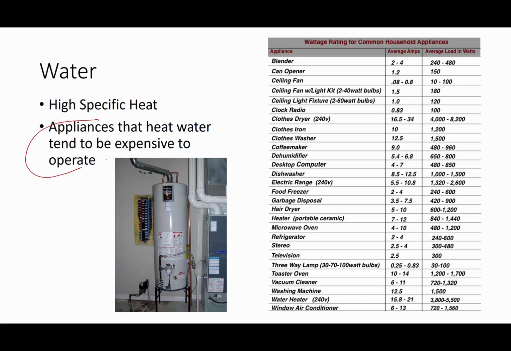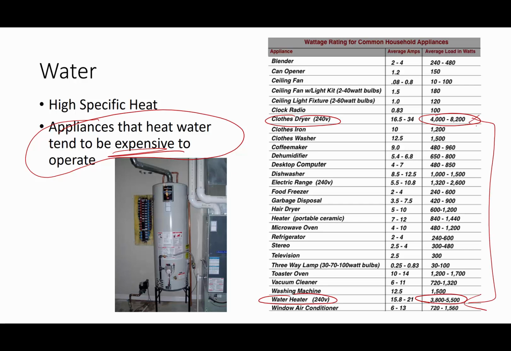Appliances that heat water tend to be expensive. They tend to have very high wattages. Things like a water heater, things like a clothes dryer. Both of these appliances have huge, massive wattages, and that means that they are going to be very expensive to operate. If you want to cut your electric bill, cut down on the amount you use both of these, and your electric bills will fall.